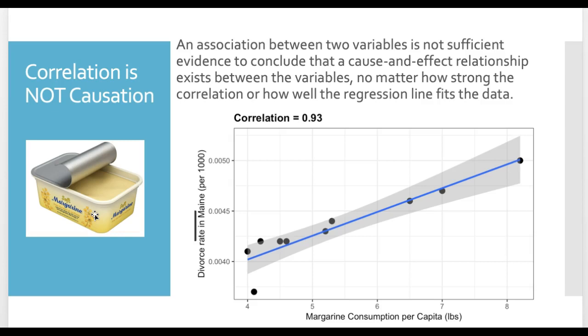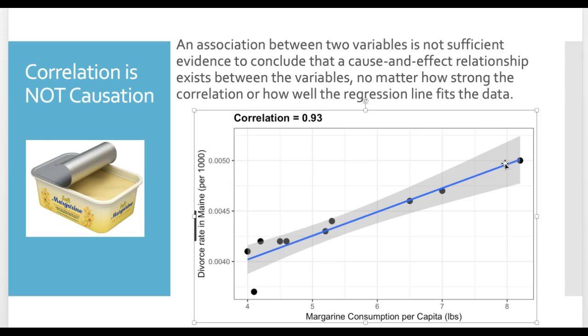But anyways, if we look at this plot here, within certain locations in Maine, we recorded the margarine consumption per capita in pounds, and for that location we also recorded the divorce rate in Maine per 1,000. And what you see here is that as margarine consumption per capita increases, the divorce rate in Maine increases.